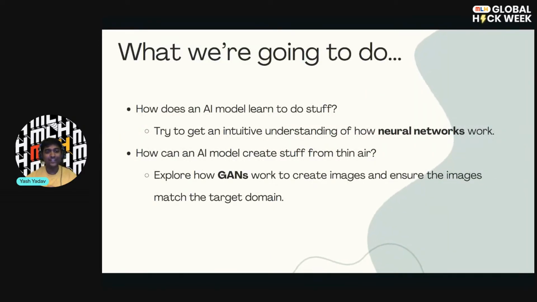This stream is essentially broken into two parts. The first is an intuitive understanding of how neural networks really work. What exactly is a neural network? If you've been to the previous streams run by Bully, you would have seen a lot of material overlapping. They did an amazing stream on neural networks earlier this week, so I would highly recommend watching the recording of that stream as well. Then in the second part, we're going to explore how GANs work and how they create images and data.